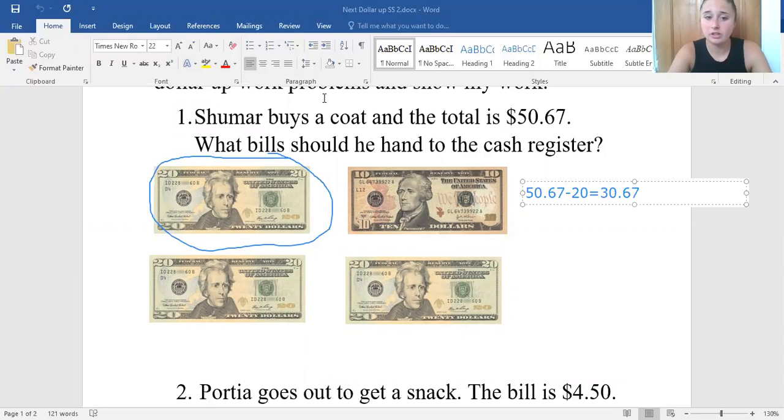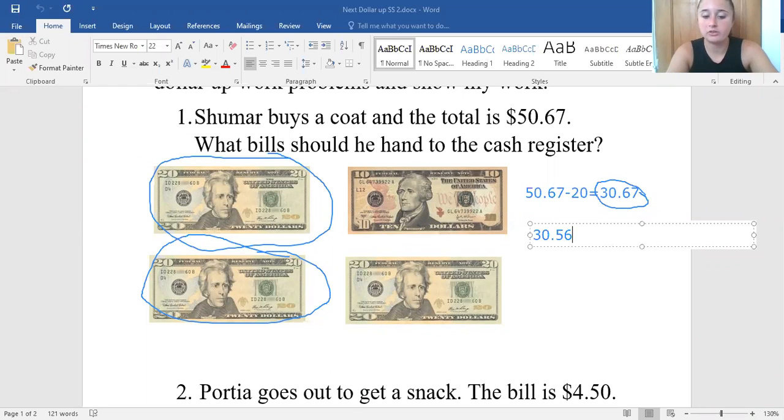So we're still in a situation where what we owe, this $30.67, is still bigger than the biggest bill that we have. So now we're going to use another 20 because that's the bigger bill that we have. And we're going to do the math again. So 30.67 minus 20 gives us $10.67. Now we're at a more friendly amount.